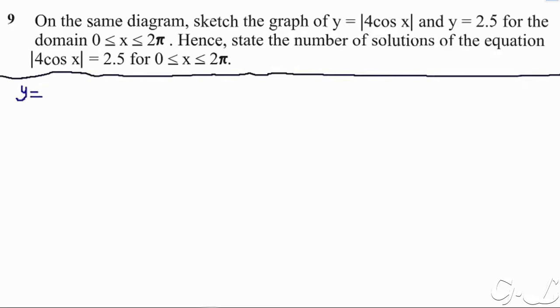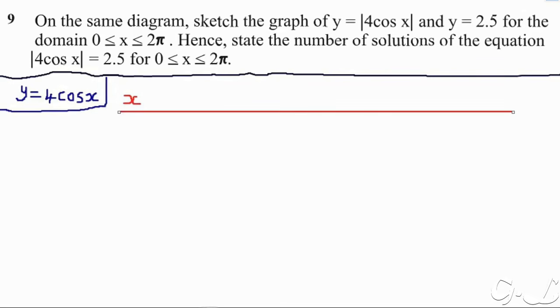So let's try to write the equation. The equation is y equals 4 cos x. Now, for this one, let's try to look for some of the coordinates. So let's write x and y.